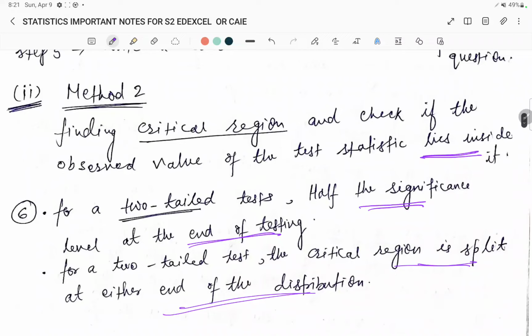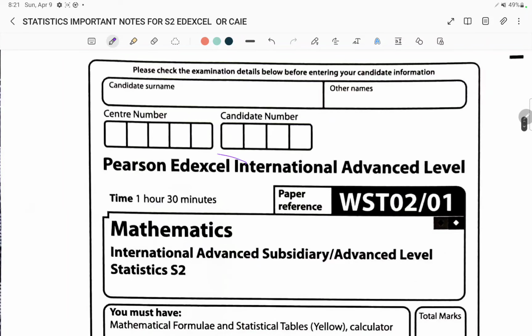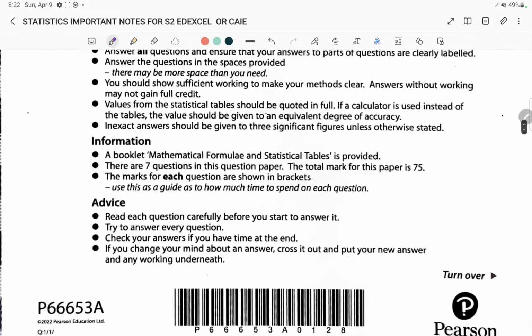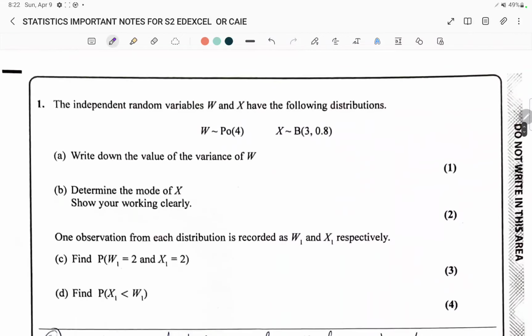In just 30 minutes, or 29 minutes, I tried to cover the full S2 revision, a quick revision. Now I'm going to apply all those concepts to a Pearson Edexcel past paper. The code is WST0201 and this is S2. Here also I will not take too much time. I have already written the solution, I just need to explain it.